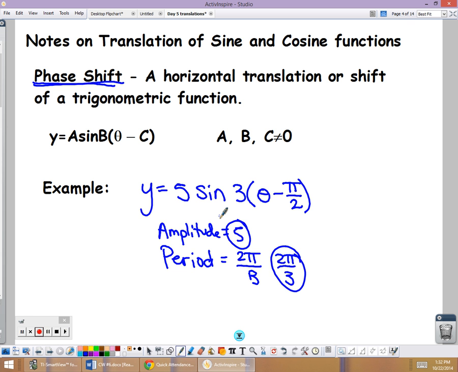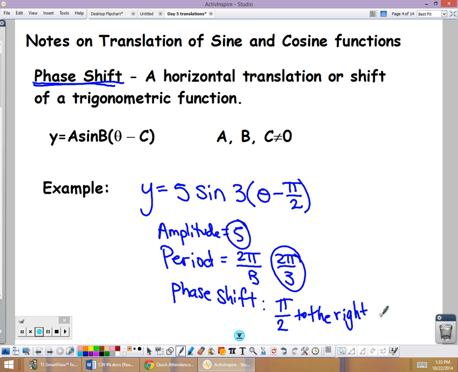So now we have a phase shift. And this phase shift is taking us either right or left. You guys need to decide which way it went. So our phase shift took me where? Pi over 2 units where? To the right. Yeah, it's the opposite of whatever we see there. So pi over 2 to the right. Are we okay with that?